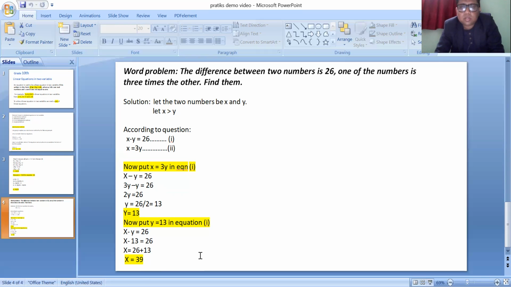Now the difference x minus y should be how much? 26. Now x is 39 and y is 13. So 39 minus 13 is 26. So our answer is correct. I hope you all have understood.